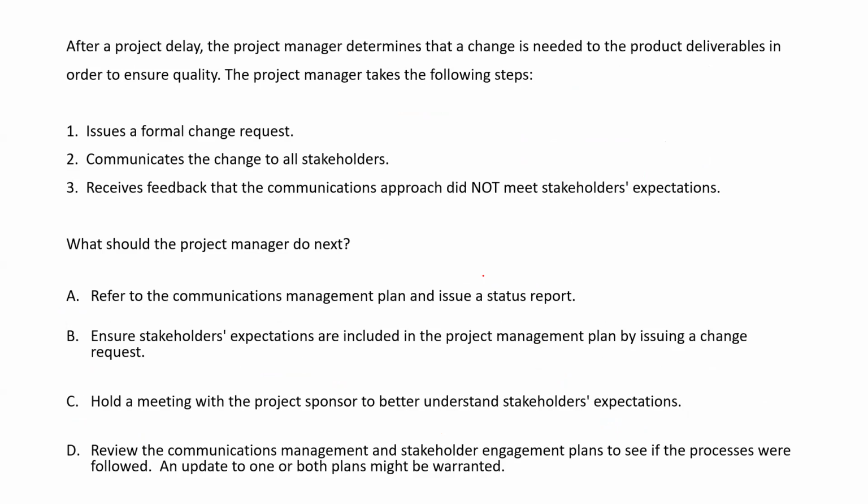After a project delay, the PM determines that a change is needed to ensure quality. The PM takes the steps: issue a formal request, communicate the change, and receive feedback that the communication approach did not meet stakeholder expectations. What should the project manager do next?